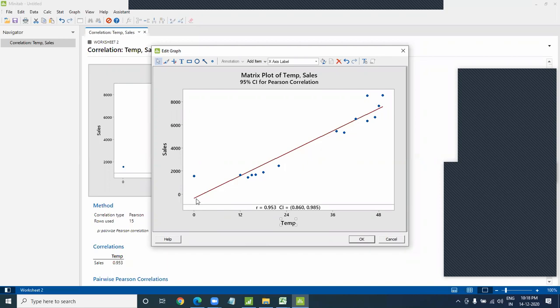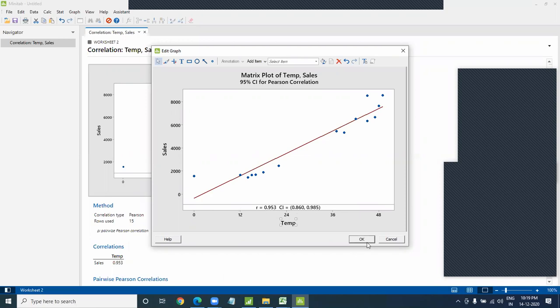A line going diagonally up tells you there is a strong positive relationship. X increases, Y increases. X low, Y low, X high, Y high. This is strongly directly proportional. If X is less, Y is less. X increases, Y increases. That's what my R value also tells me. So the Pearson correlation coefficient, the R value, helps you understand this.